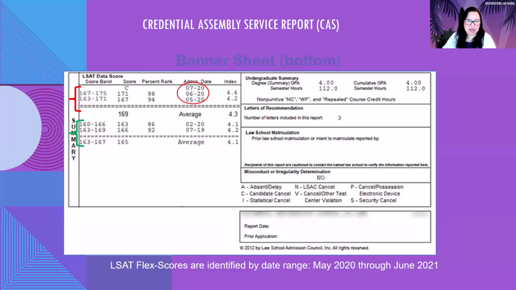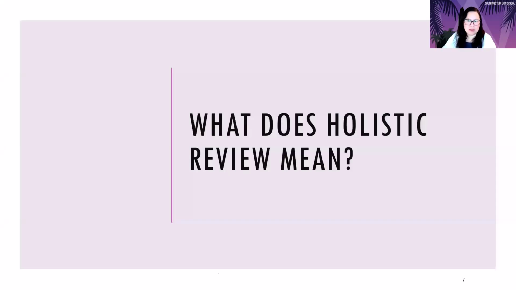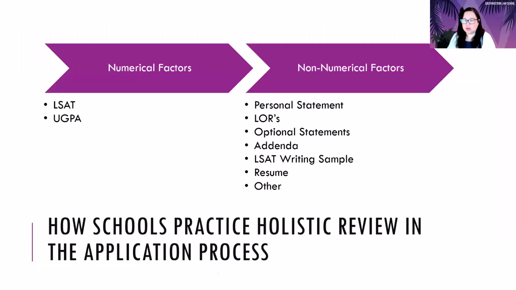Okay, so let's talk now about holistic review. That's a term that most, if not all, schools will use. This means that we are taking a comprehensive look at your file. We're looking at your numerical factors, your LSAT, your undergraduate GPA. And again, if a school is not requiring the LSAT, maybe that's a GRE score or a GMAT, something of that nature. Then you have your non-numerical factors, all the different written statements, your resume, any other information that you're providing, and of course, your letters of recommendation.